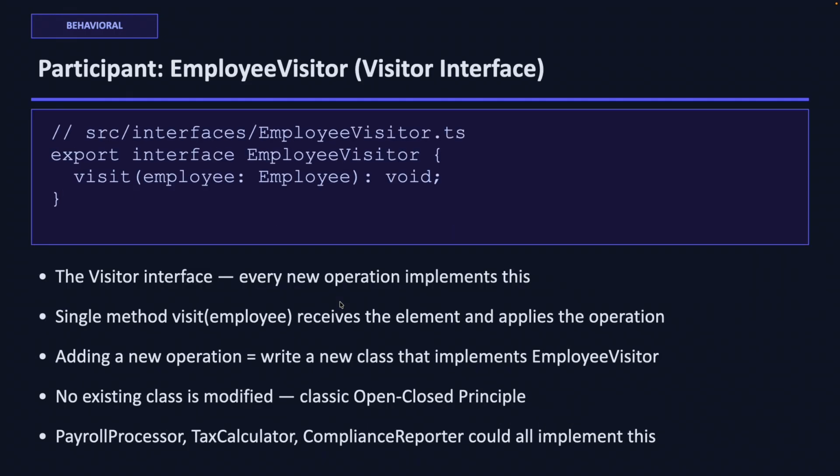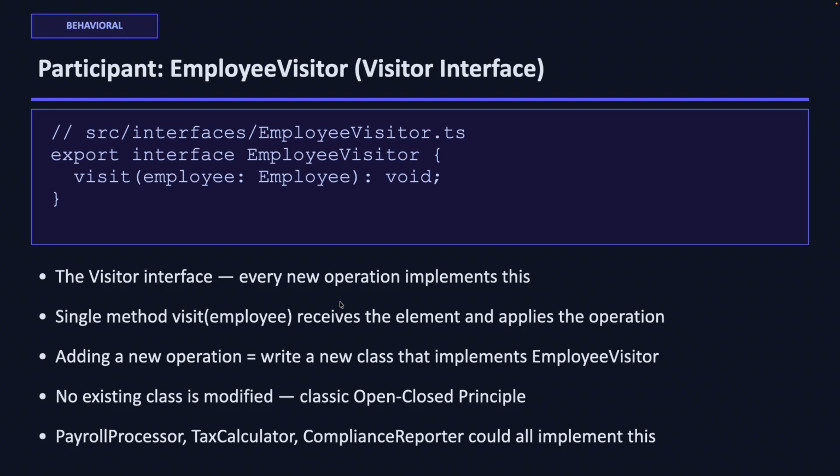The next we're going to look at is the employee visitor. And this is the visitor interface. It's a single method. All it is, is the visit method, and that's it. It's so simple. So once we add new operations to the system, it means that we're just writing a new class that implements the employee visitor.